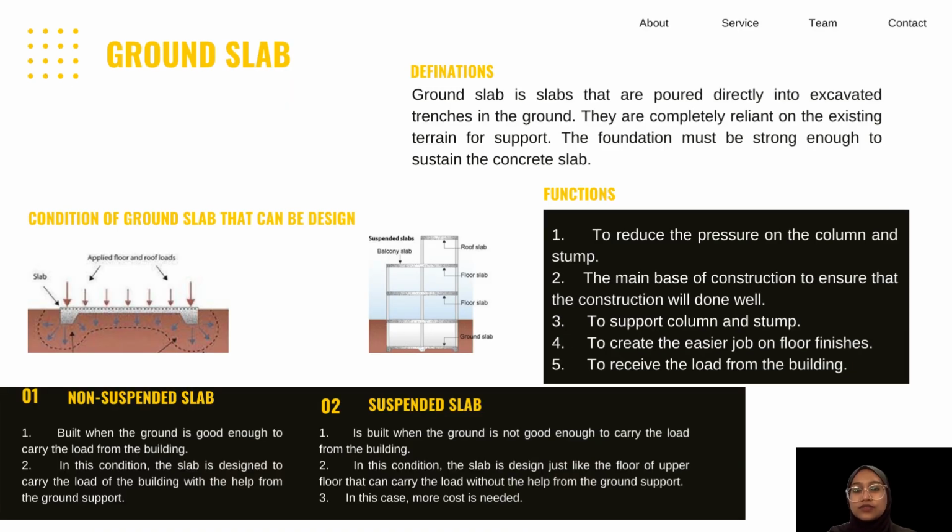Last but not least is the ground slab. The definition of a ground slab is slabs that are poured directly into excavated trenches in the ground. They are completely reliant on the existing terrain for support. The foundation must be strong enough to sustain the concrete slab.